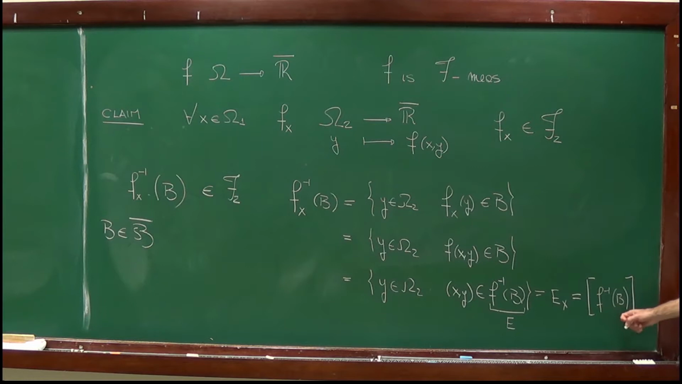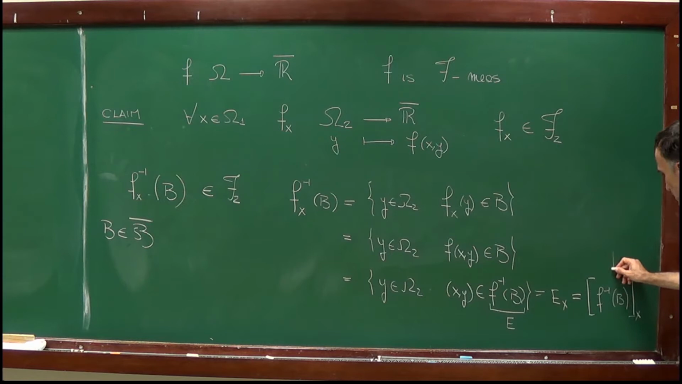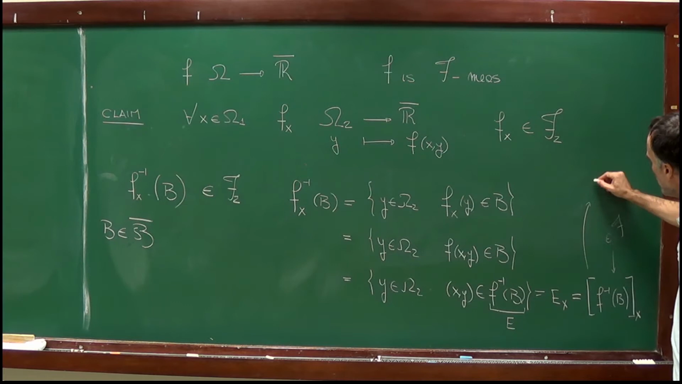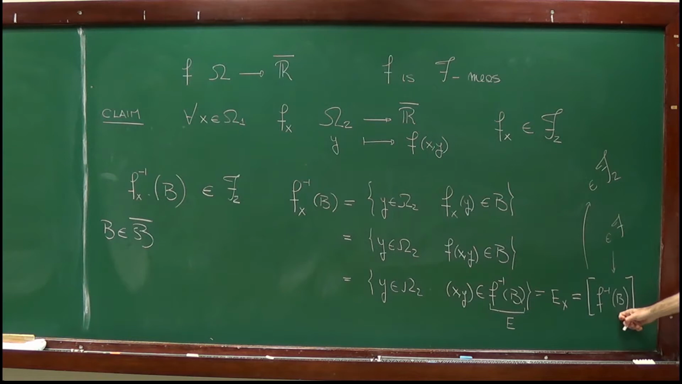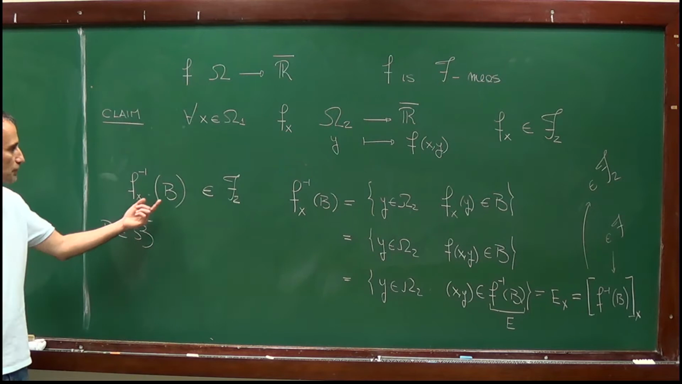Well, since f is F measurable, and B is a set in the extended Borel sigma field, this means that this set here belongs to F. And we have seen that the section at x of any set in the sigma algebra F belongs to F2. So this set here belongs to F2 because it is the x section of a set in the sigma algebra F, and we already proved that the x section of any set in the sigma algebra F is in F2. So this proves that f_x is measurable because we proved that the inverse image of B belongs to F2.